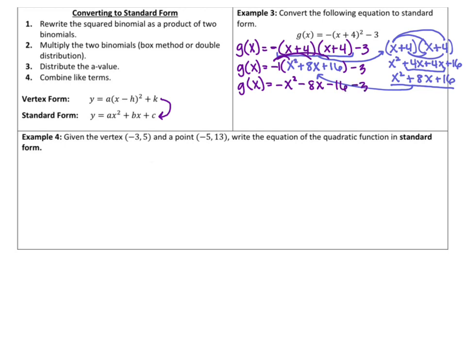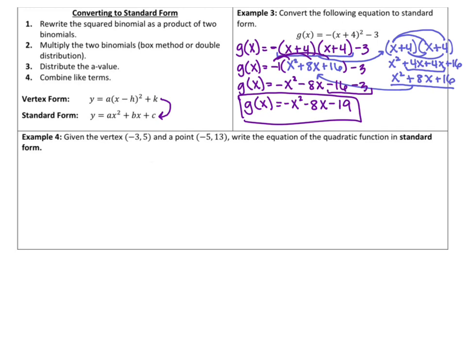I am almost done. My last step is to combine like terms. I need to combine these two here at the end, my constants. When I do that, I have g of x equals negative x squared minus 8x minus 19. Okay, there you go. I've now converted from vertex form to standard form.